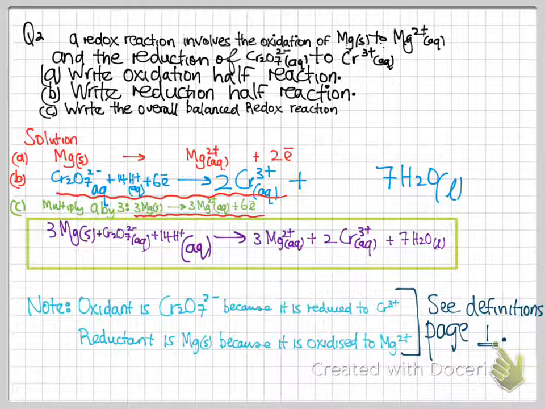So the green box represents the overall balanced redox reaction. Also note that all the states have been included, and as a last check you look at each element. Magnesium, there are 3 on the left and 3 magnesiums on the right, etc. Make sure there's a total balance, and also remember that the oxidant is Cr2O7 2- because it is reduced to Cr3+, and the reductant is Mg(s) because it is oxidized to Mg2+. Okay, if you're not sure of that, go back to page 1 and have a look at the definitions.